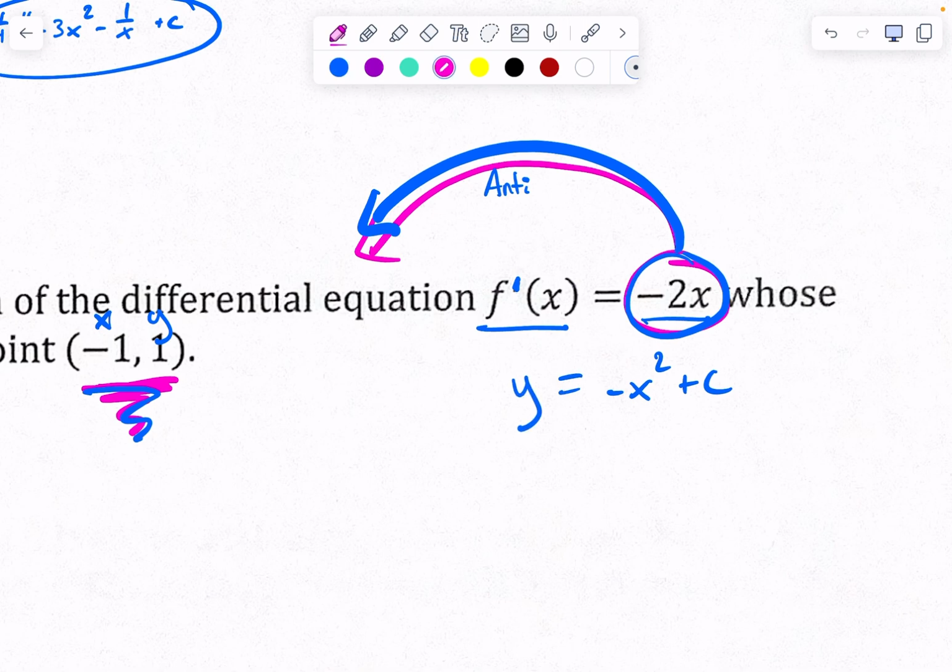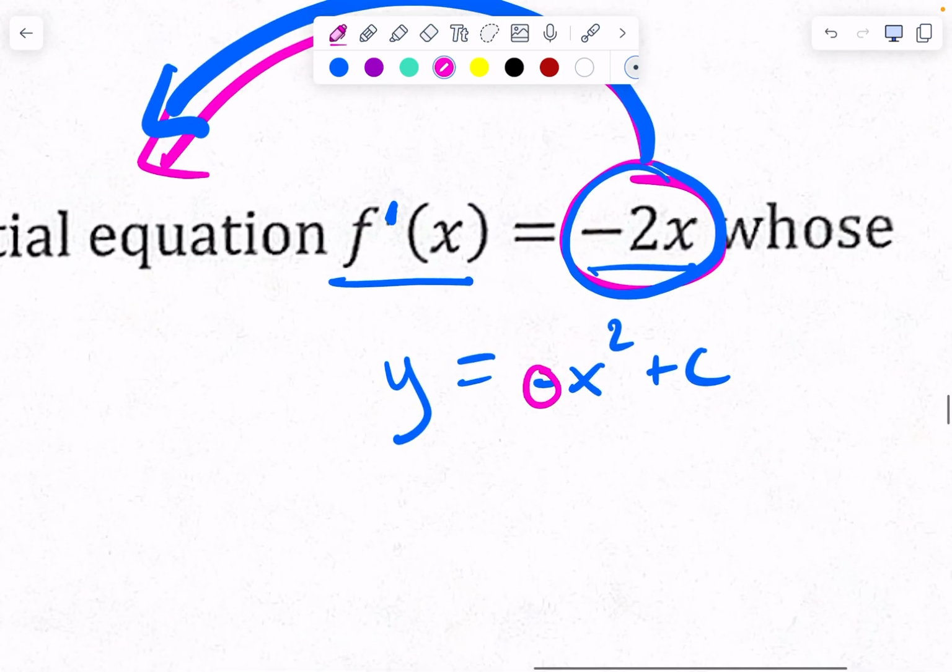Plug it in. Negative 1 equals... no, that's pointless. Positive 1. Is it 0? No, it's 2, isn't it? I thought it was negative 1 squared.